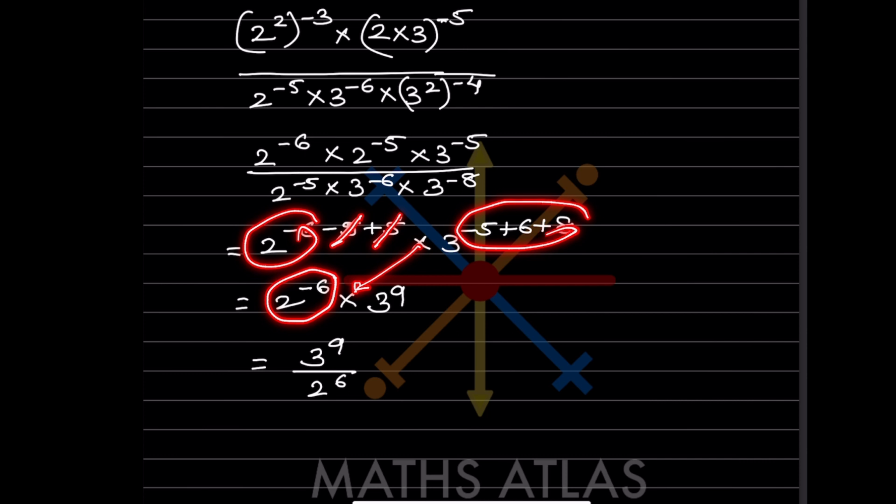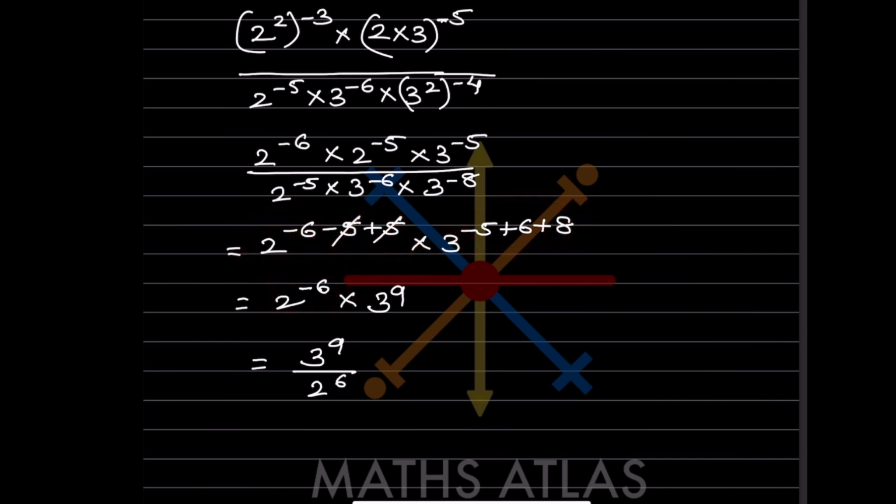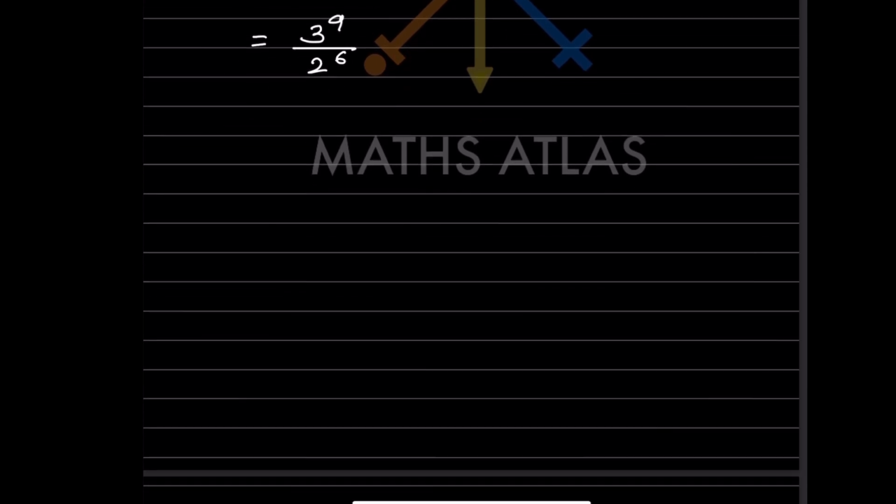When you solve this, we get 3 raised to 9, let me write that. Okay, so now this is a positive one, so this will be here, and this exponent is negative, so that will go in the denominator. So this is the answer.